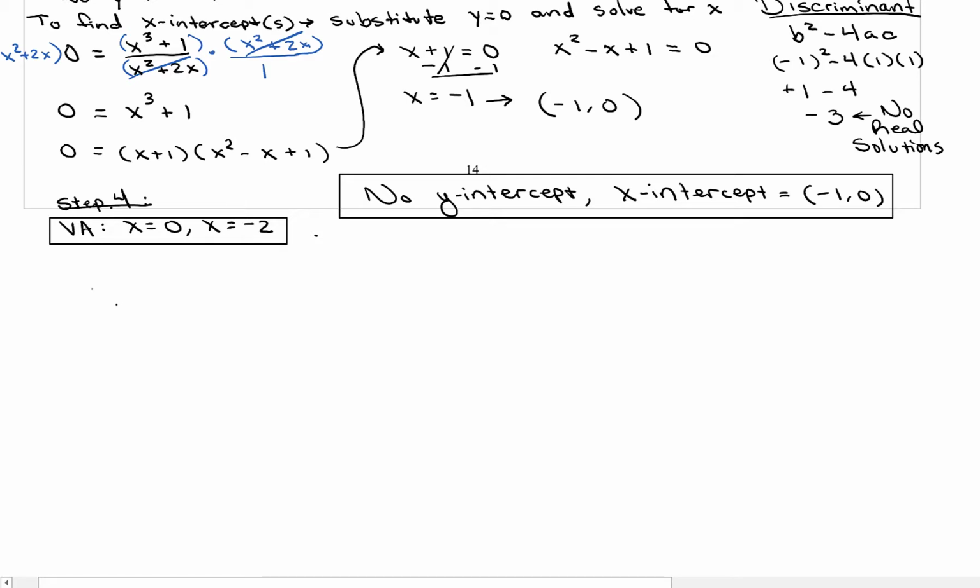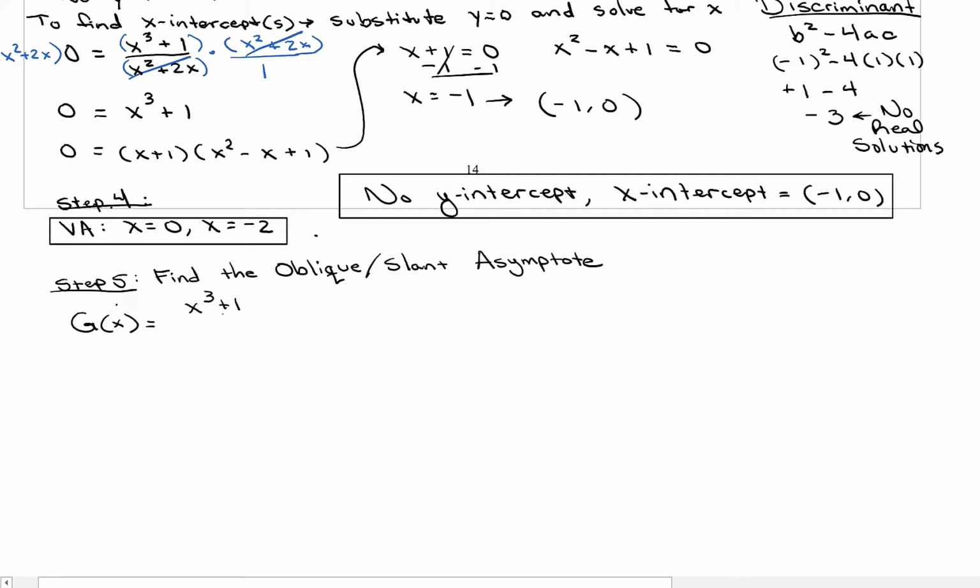So this is going to be our step number 5. Let me write out what I'm actually doing here for step 5. I'm going to find the oblique, or another way to say it, slant asymptote. So g of x is equal to x cubed plus 1 over x squared plus 2x.